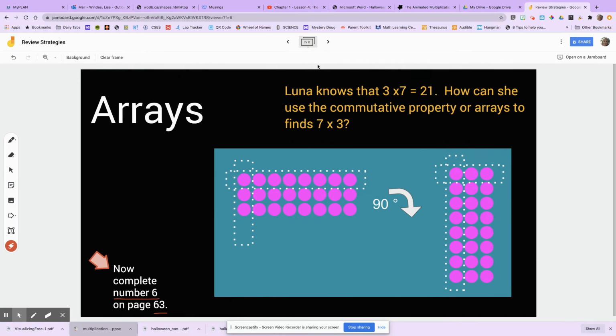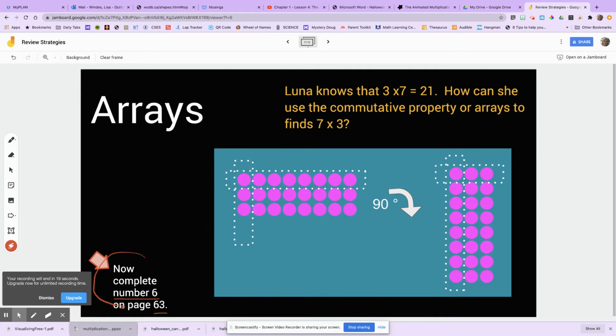Okay. Now, also, arrays look a lot like that. So I can still say that Luna knows 3 times 7 because she has 1, 2, 3 groups or 3 rows with 7 in each row. But remember, if you take an array and you just flip it on its side, now I have 7 rows with 3 in the row. So I have the same number of dots, right? I have just flipped the way that the picture looks.